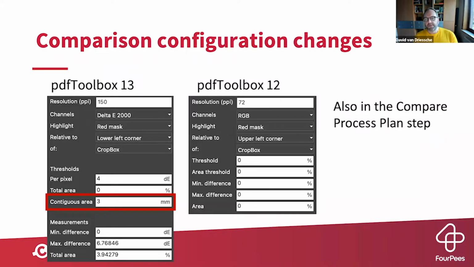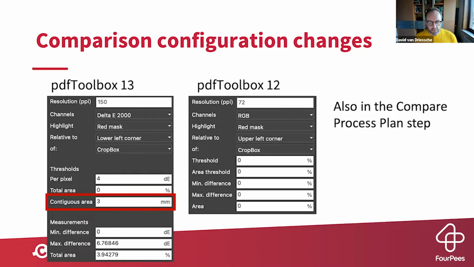Next, and this is actually more than just a user interface change, it's also a functionality change, and you'll see that. You have pdfToolbox 12 on the right and pdfToolbox 13 on the left. The first thing that happened is that the configuration options you have for the comparison feature have been grouped in something called thresholds and something called measurements. That's why there is so much difference. They have been grouped to make it a little bit clearer.